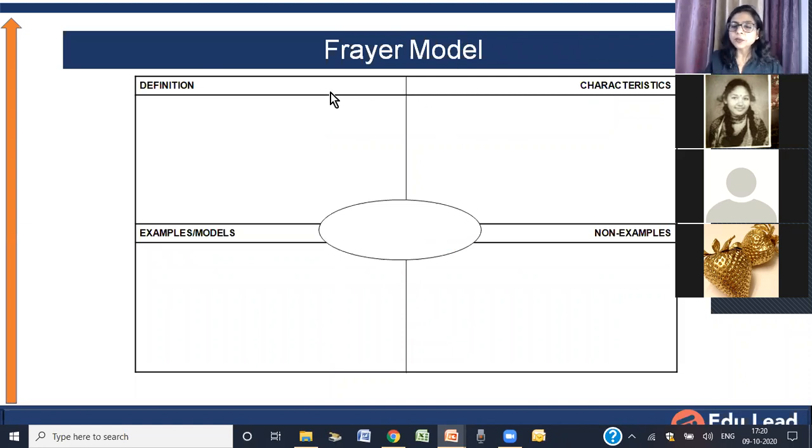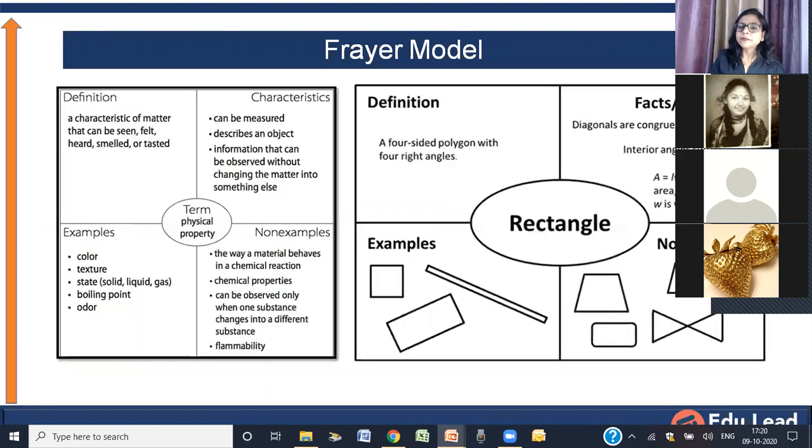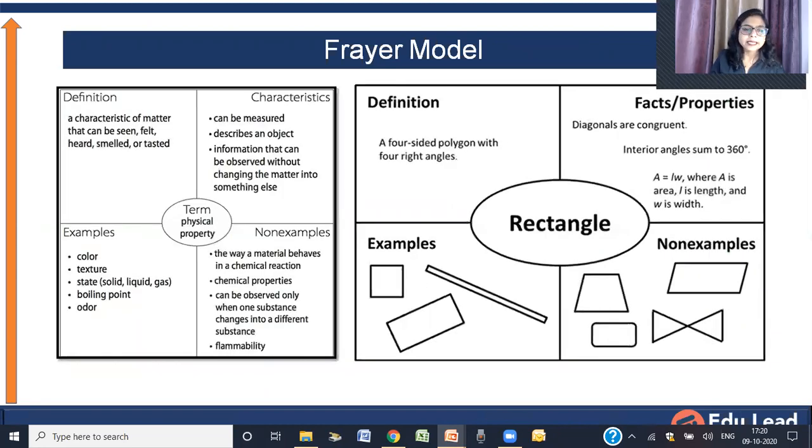Now in Freir model, what you're doing is that you can ask the children, whatever you've taught them, to put the definition there. What are the characteristics? What are the examples? And what are the non-examples? I'll give you some examples of Freir model. How does it work? The Freir model works like this.